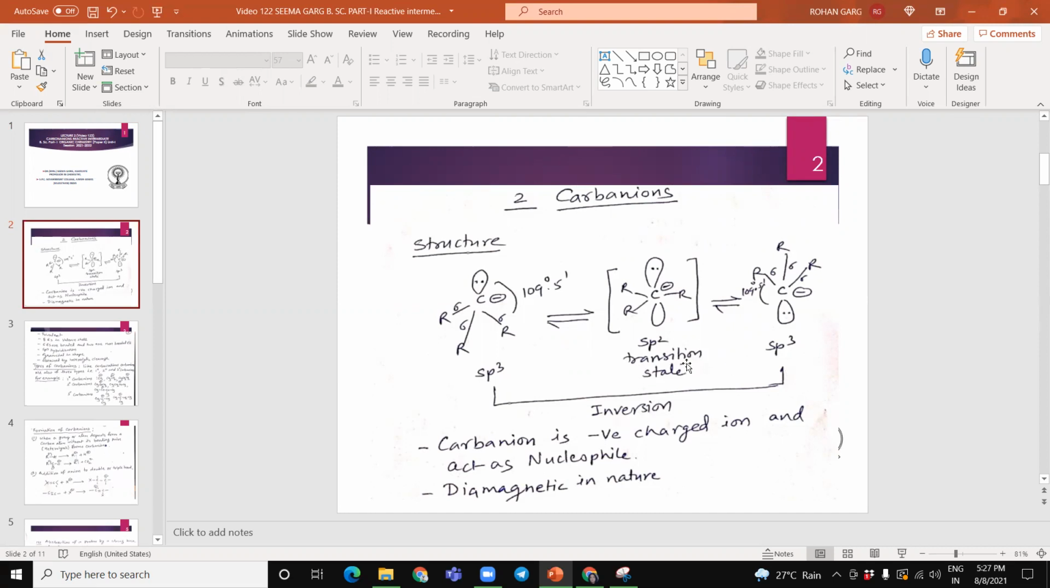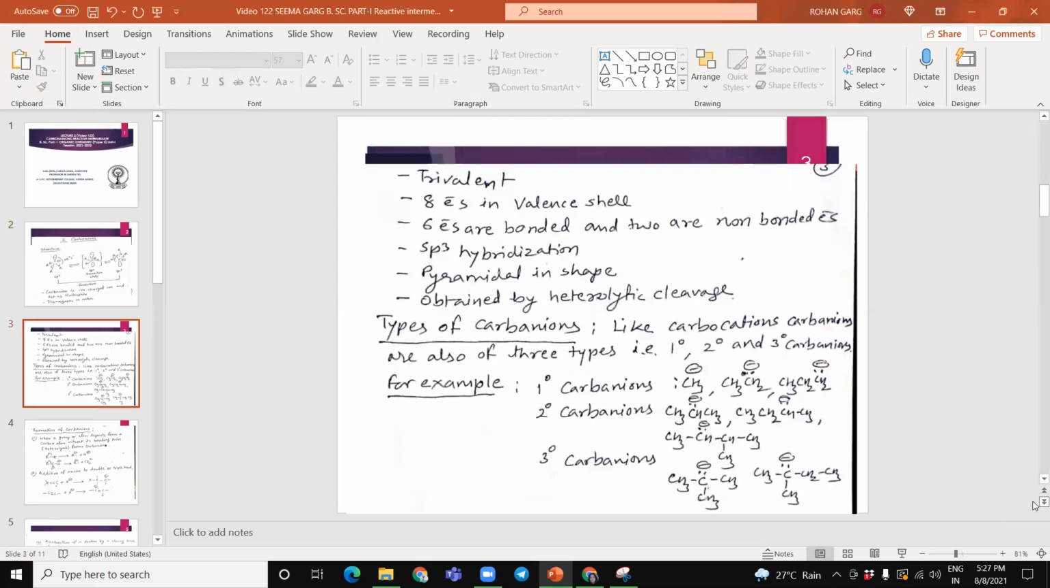It is sp3 hybridized, and in the transition state its hybridization is sp2. It is trivalent, with 8 electrons in the valence shell. 6 electrons are bonded and 2 electrons are non-bonded. It is pyramidal in shape. It is obtained by heterolytic cleavage.